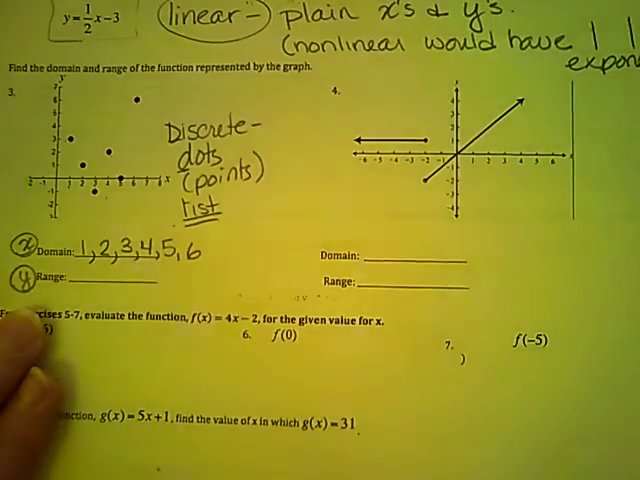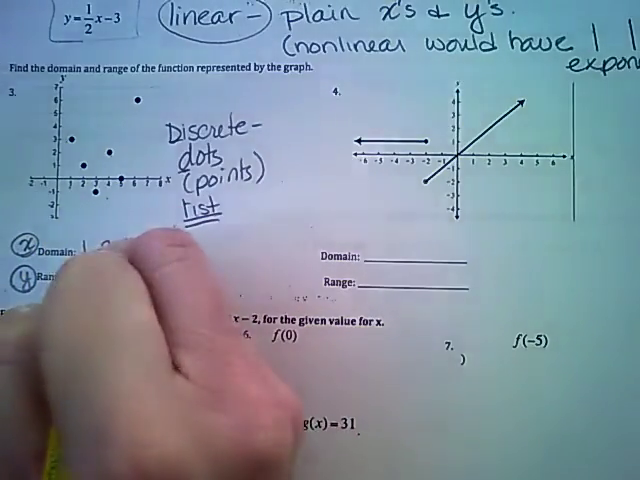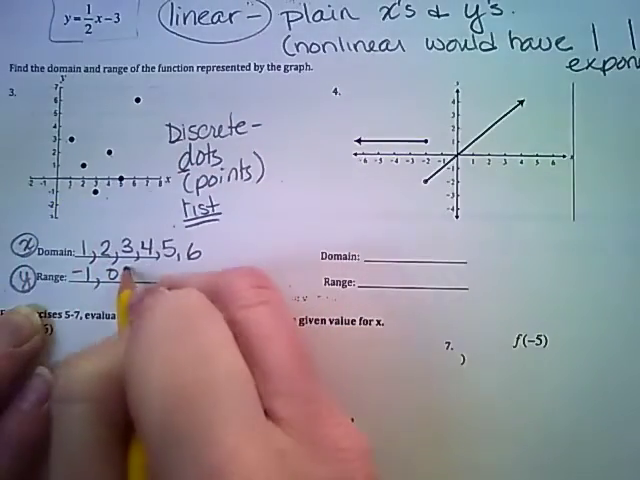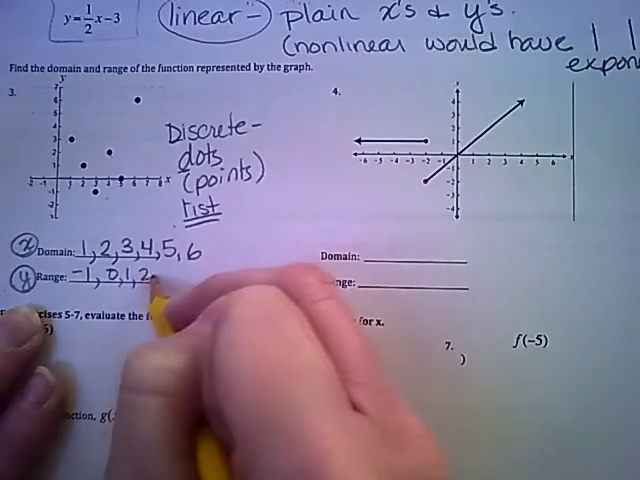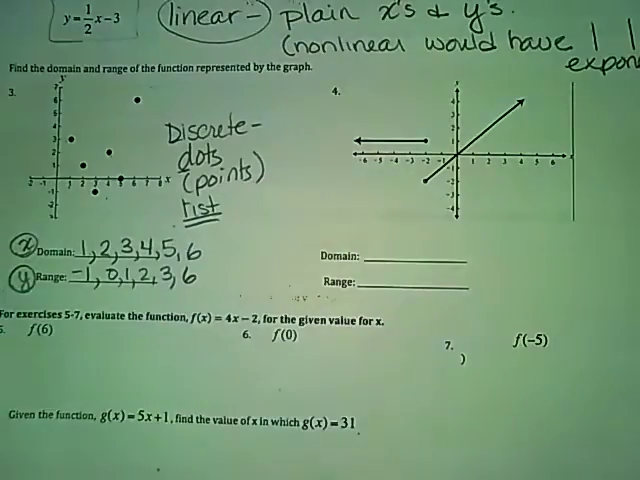Ranges are your y's. So your y values, what's the smallest y value we have? -1. Next y value, 0, 1, 2, 3, and then it jumps up to 6. So you list your x values, list your y values. That's how you do domain and range. Are there any questions on that? Okay. I didn't use the inequality symbols because I don't have points in between the other points. I just have one set of points.